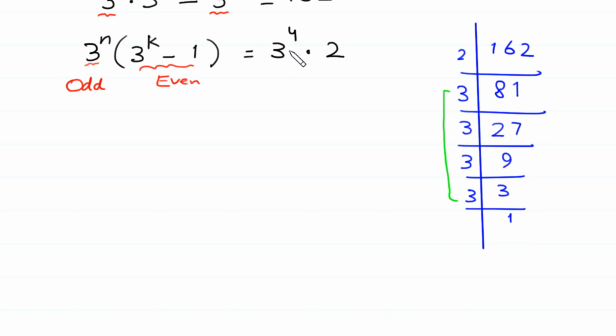And because any power of 3 is an odd number, this number 3 to the power 4 is an odd number, and this number 2 is an even number. Now we write this odd number 3 to the power n equal to this odd number 3 to the power 4. 3 to the power n is equal to 3 to the power 4.